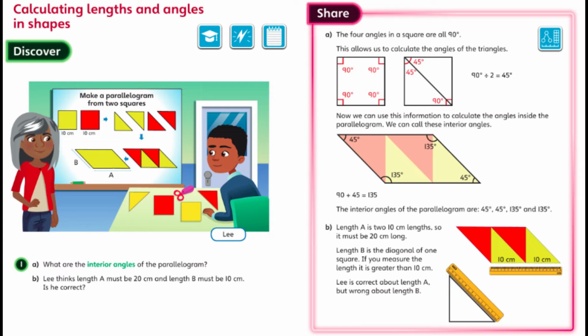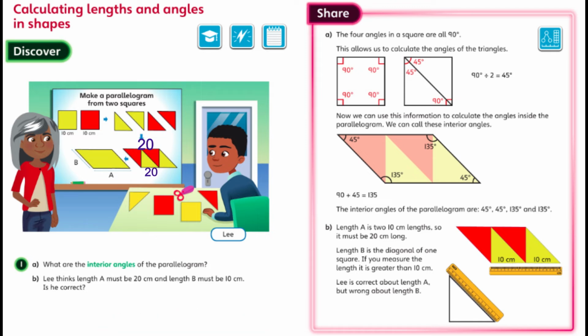The sides of two red triangles formed the top of the parallelogram, and each of those sides measured 10 centimeters. So that means the top measures 10 plus 10, or 20. What about the bottom? Well, that's made up of the sides of two of the yellow triangles, and those sides we know measure 10 centimeters because they were 10 centimeters when it was a square. That never changed. So again, it's 10 plus 10, making 20. So that means Lee is correct when he says that length A must measure 10 centimeters.